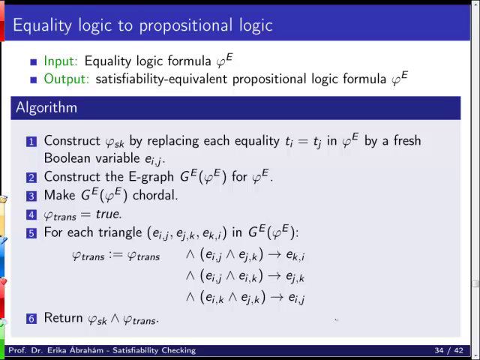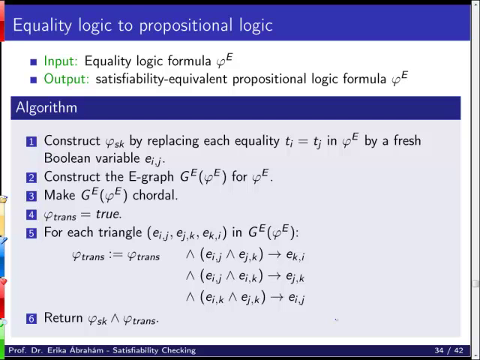And then we generate the transitivity part of the formula, in which for each triangle we add the three implications. That means if two edges of the triangle correspond to valid equalities, then also the third edge must hold. And we return the conjunction of the Boolean skeleton and of the transitivity.